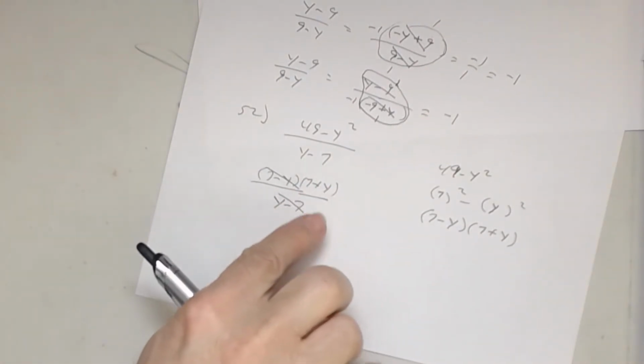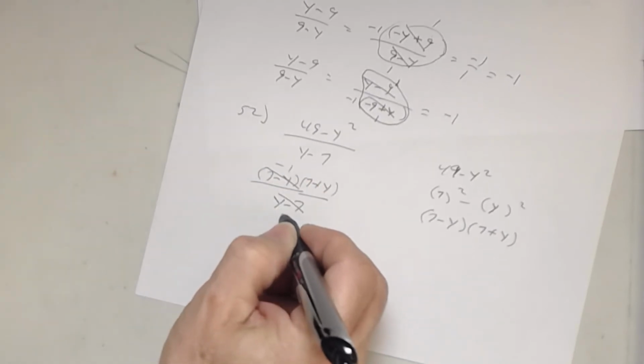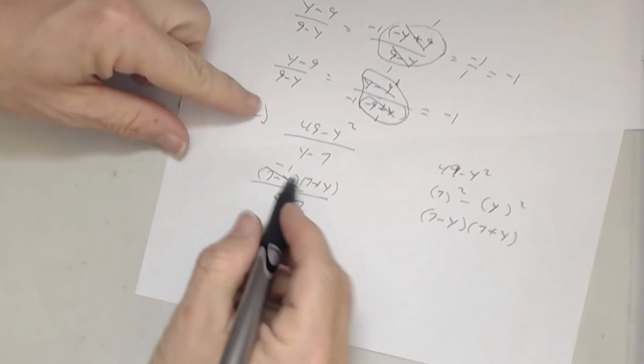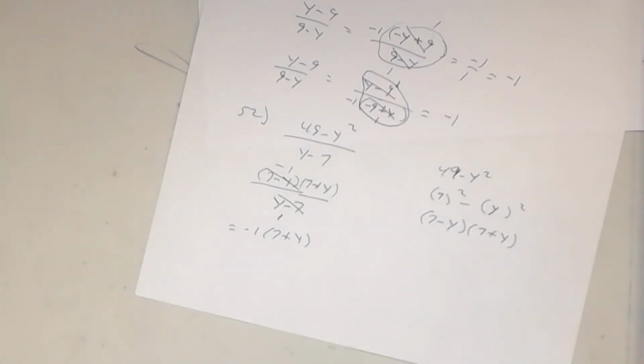Now, it's usually best, see how you have a factor left over right here? It's usually best to put the negative 1 in the numerator. So this is going to be a negative 1, this is going to be a what? Positive 1. And then all you do is, now in my math lab, if you left it as negative 1 times 7 plus y, that's fine. That's your answer. Because the number is just 1, right? So anything divided by 1 is that numerator. So you're done. That's your answer.